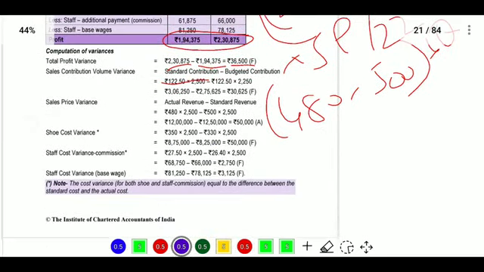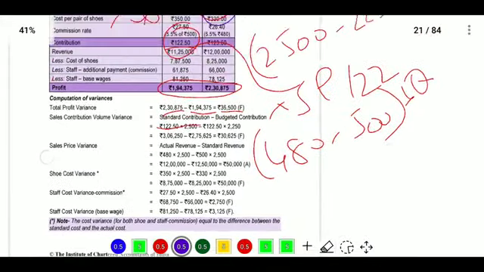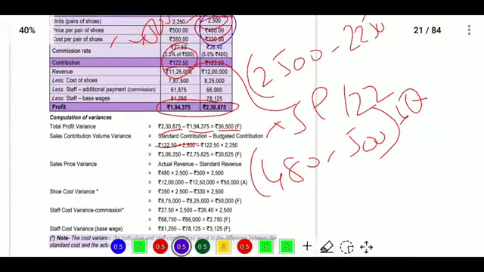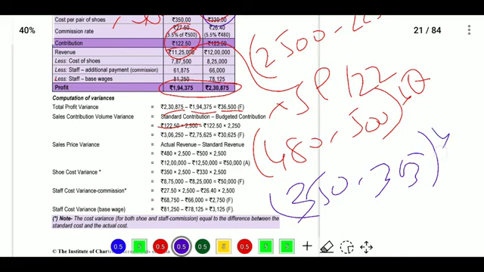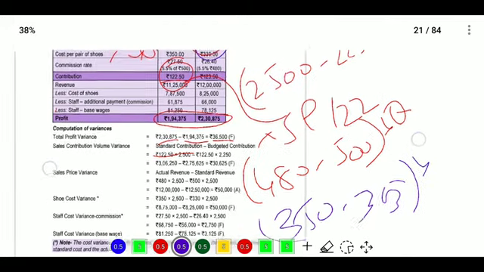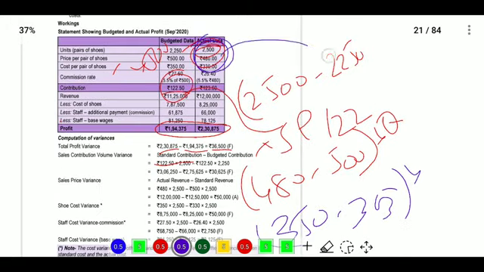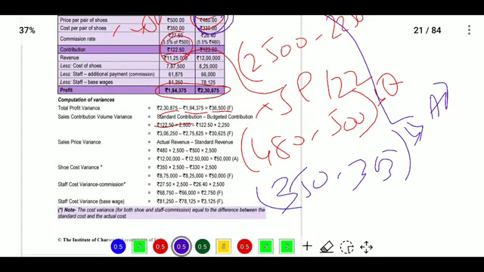Next, the cost variance. Cost variance means we take the difference of cost. What is the cost we have? That is the cost per pair: 350 minus 330. That is cost into the quantity we require. Quantity always means actual quantity. Price always means standard price, quantity always means actual quantity.